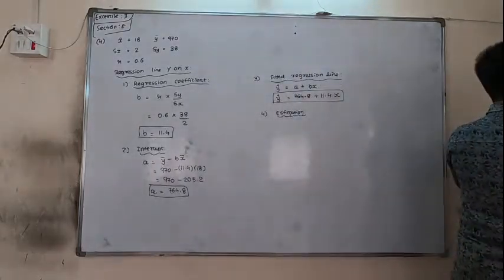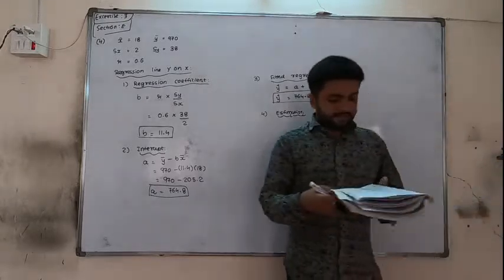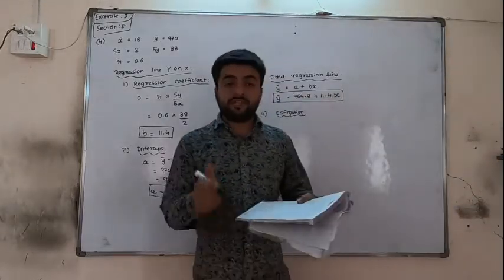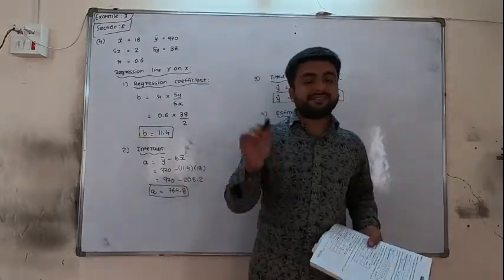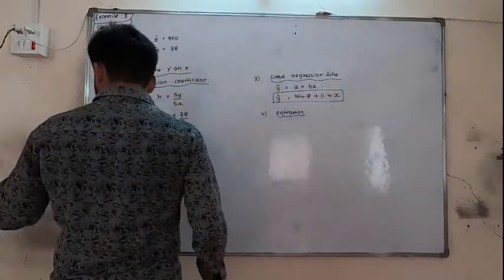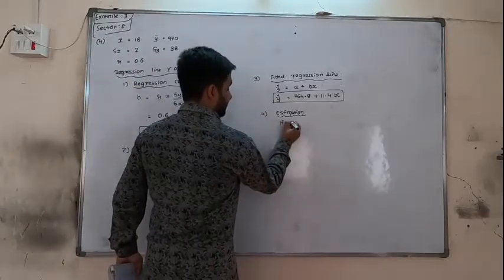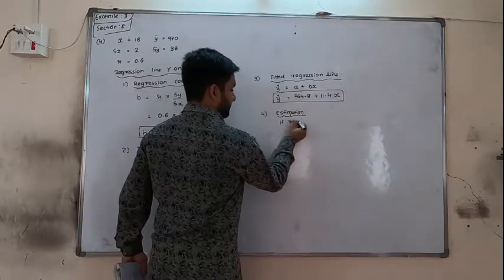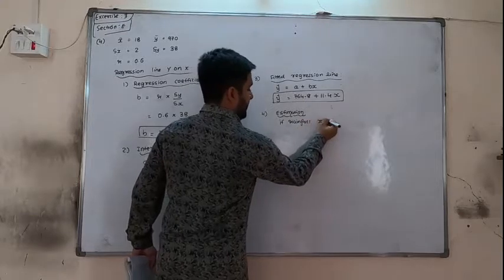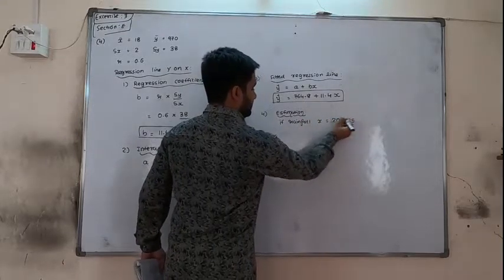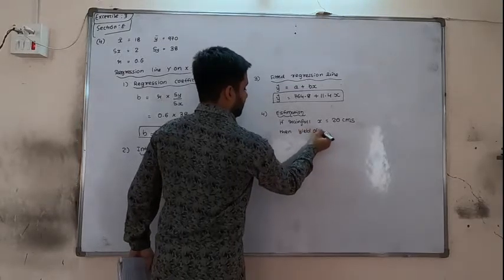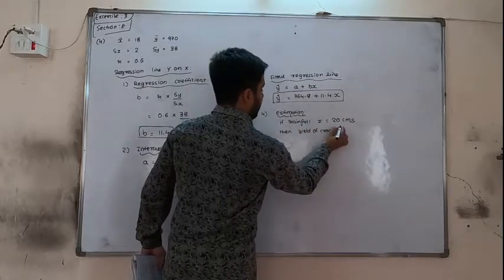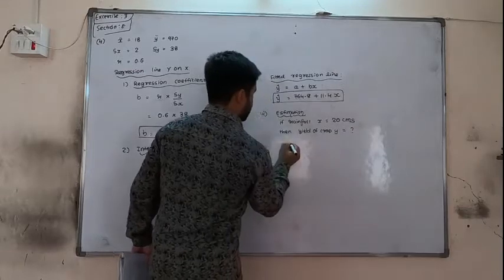So we will read the question once more. Estimate the yield of crop. Yield of crop is y. If it rains 20 centimeter, x is 20. If rainfall x is 20 centimeters, then yield of crop y is equal to the question.